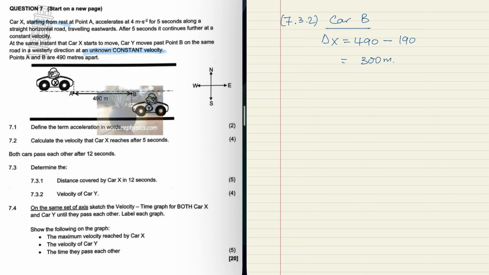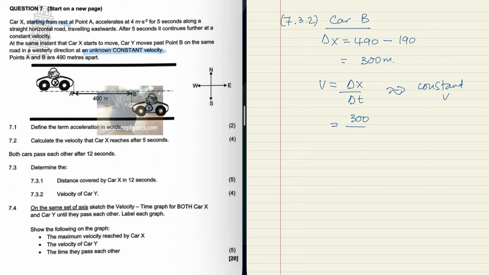Then we can use the formula v is equal to delta x over delta t. And again, we can use this because it's constant velocity. So delta x is 300 divided by delta t. Well, they tell us that the cars pass each other after 12 seconds. So delta t is 12. And that gives us an answer of 25 meters per second. And it is moving westerly. So the answer, 25 meters per second west.